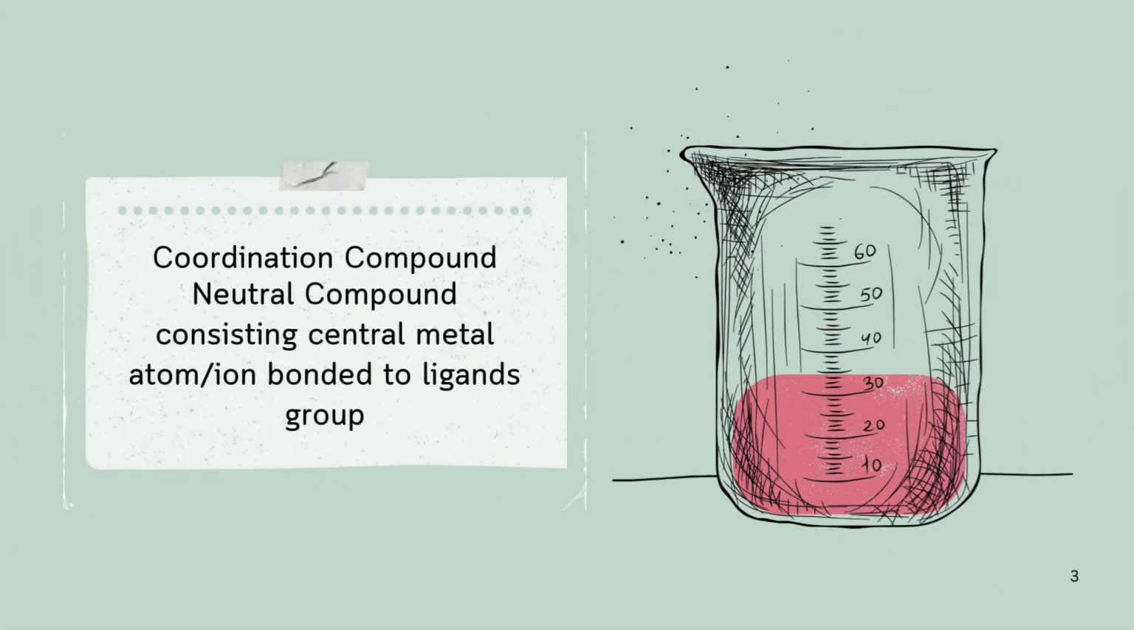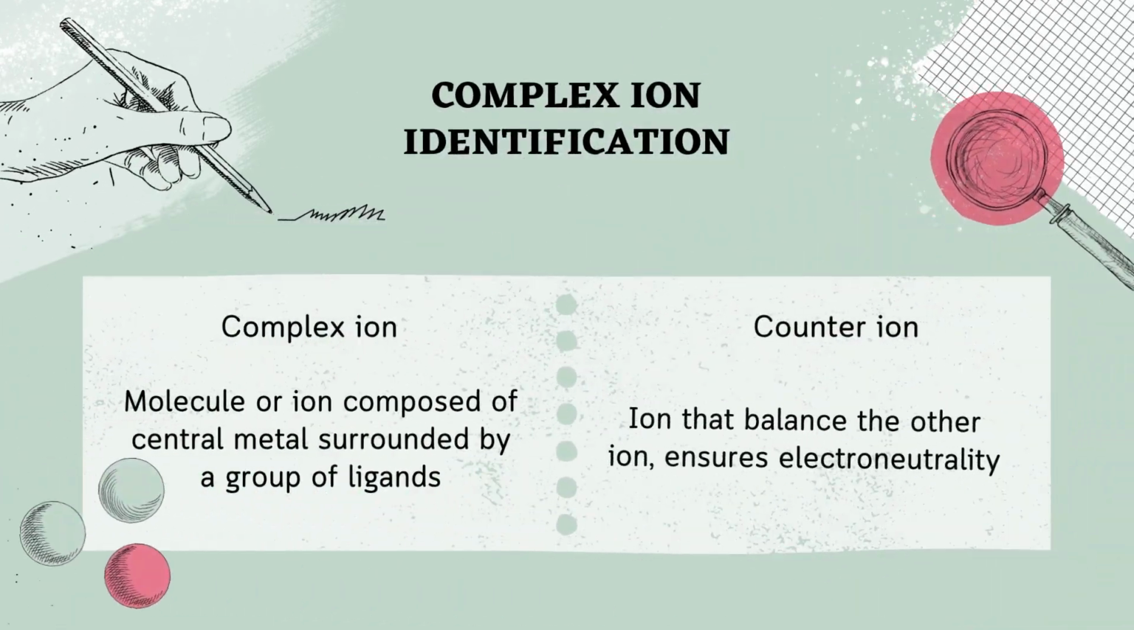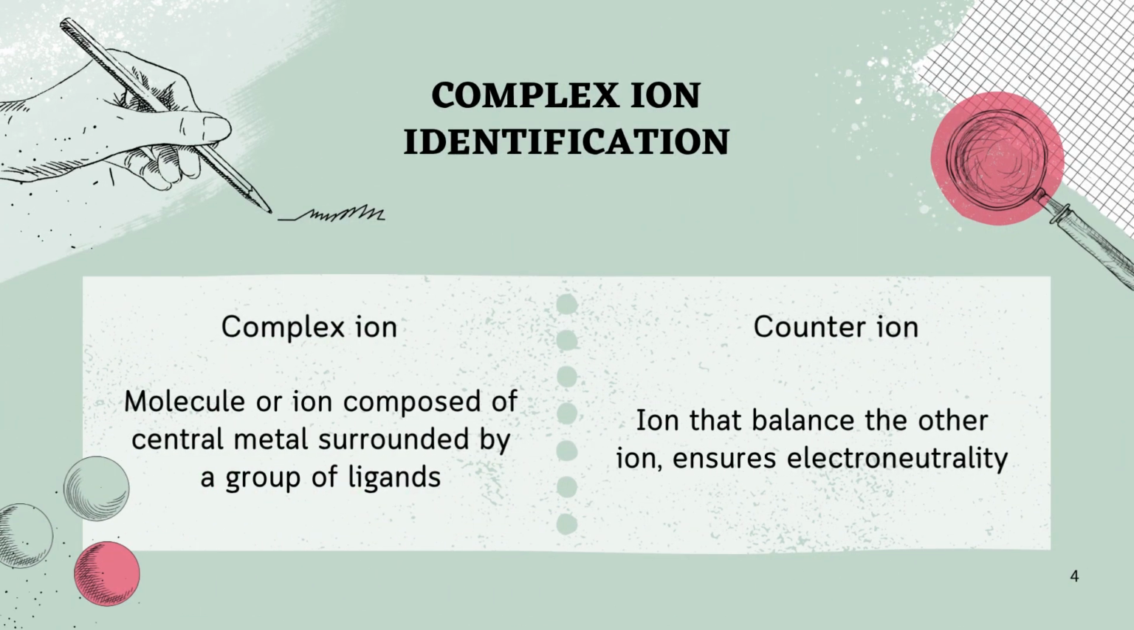So, what is actually a coordination compound? It is a compound consisting of a metal atom or ion bonded to its ligand groups. This compound has two groups, which are the complex ion and the counter ion. A complex ion is a molecule or ion composed of a central metal surrounded by a group of ligands, whereas a counter ion is an ion that balances the other ion to maintain electrical neutrality.